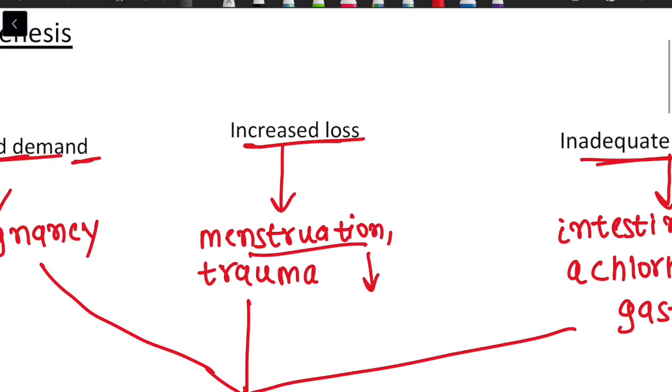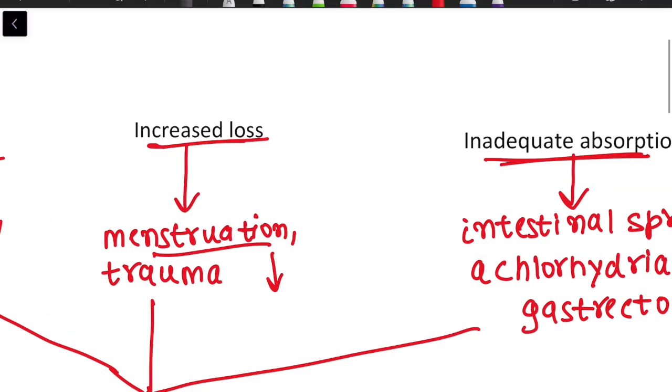Also, if there is increased loss of blood, if there is any kind of hemorrhage going on in the body, or there is some external trauma which led to a loss of a lot of blood, or there is menstruation in which chronic blood loss is occurring, so that can also lead to the depletion of stores of iron.